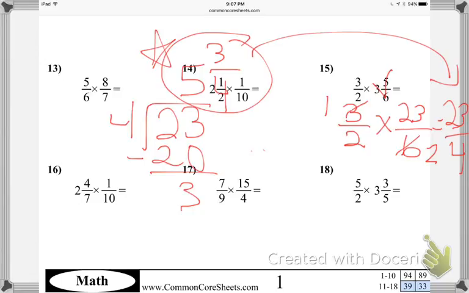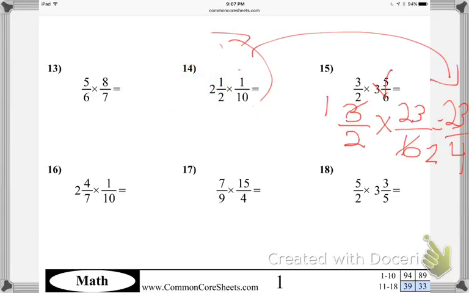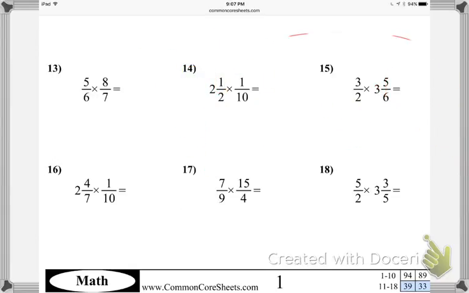Okay, I'm going to erase. Okay, let's try another one, number 16. Of course, I need to change my mixed number into improper, so I'm going to do the check mark method. 2 times 7 is 14, and then 14 plus 4 is 18. I keep the denominator the same.